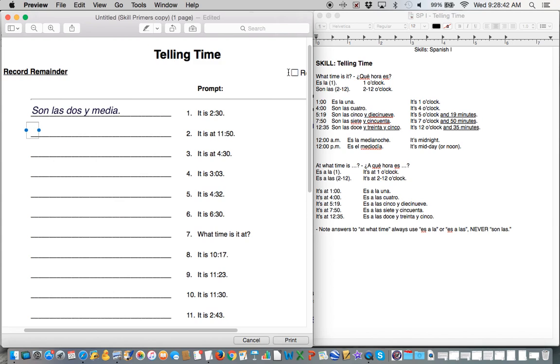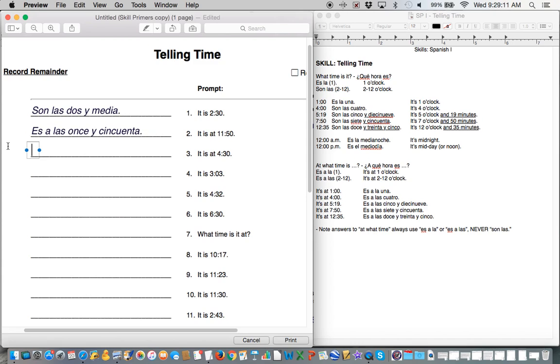All right. Number 2, it is at 11:50. This is not a statement of time. This is a statement of at what time. So it is es a las, it is at 11. So that's what I've got so far. It is at 11. This is las instead of la because 11 is a plural number. So es a las 11 and 50, y 50.